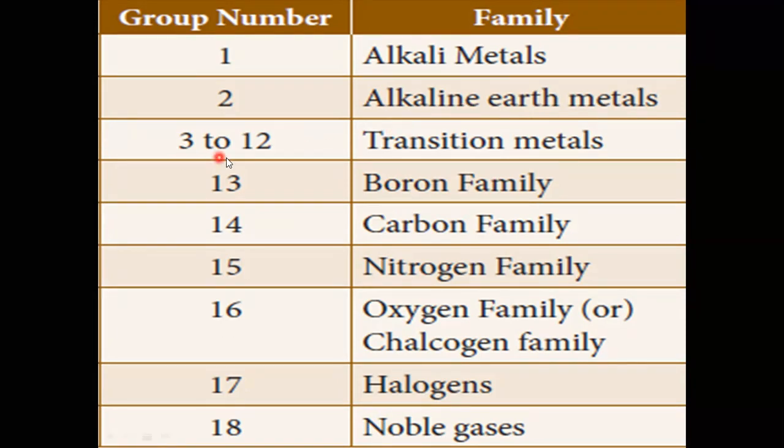Groups 3 to 12, that is scandium to copernicium, are called transition metals because these metals are intermediate between the metals and non-metals. So the group 3 to 12 elements are intermediate to the metals and non-metals. So this is called transition metals.